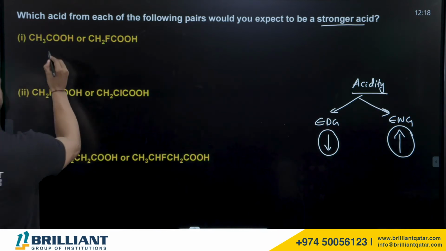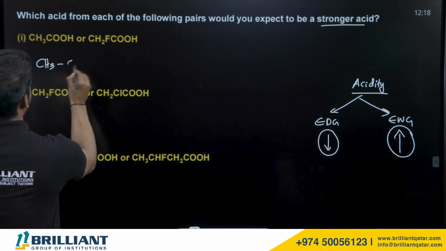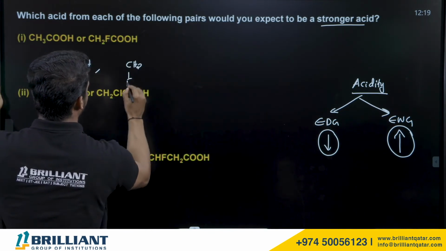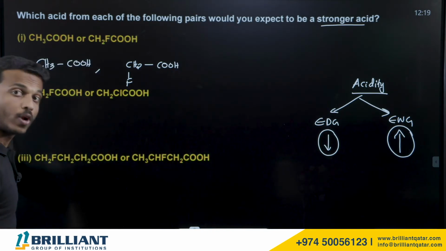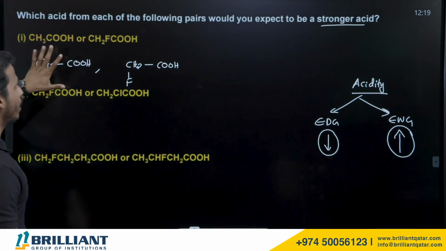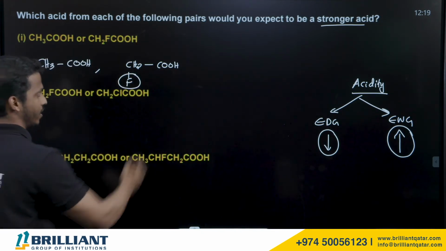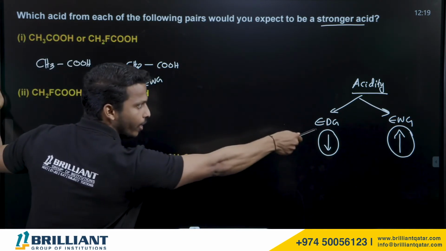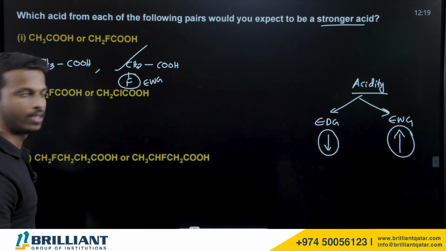Come to the point. Here CH3COOH and CH2FCOOH. Which is more acidic? This is ethanoic acid, this is 2-fluoroethanoic acid. This is the only difference, fluorine is there. Dear student, fluorine is a withdrawing group. If there is a withdrawing group, it will increase the acidity. So we can say the second one is more acidic.